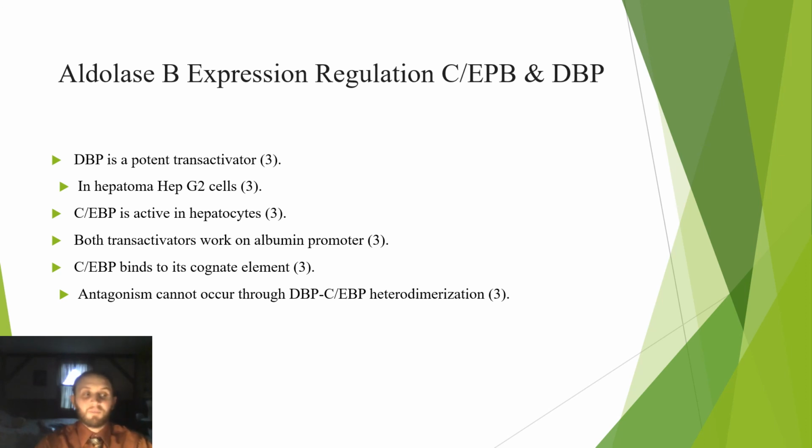Although a poor activator of the aldolase B promoter in HepG2 cells, C/EBP is able to bind to its cognate element in these cells, since it partly antagonizes DBP-dependent transactivation, while this antagonism cannot occur through DBP and C/EBP heterodimerization.